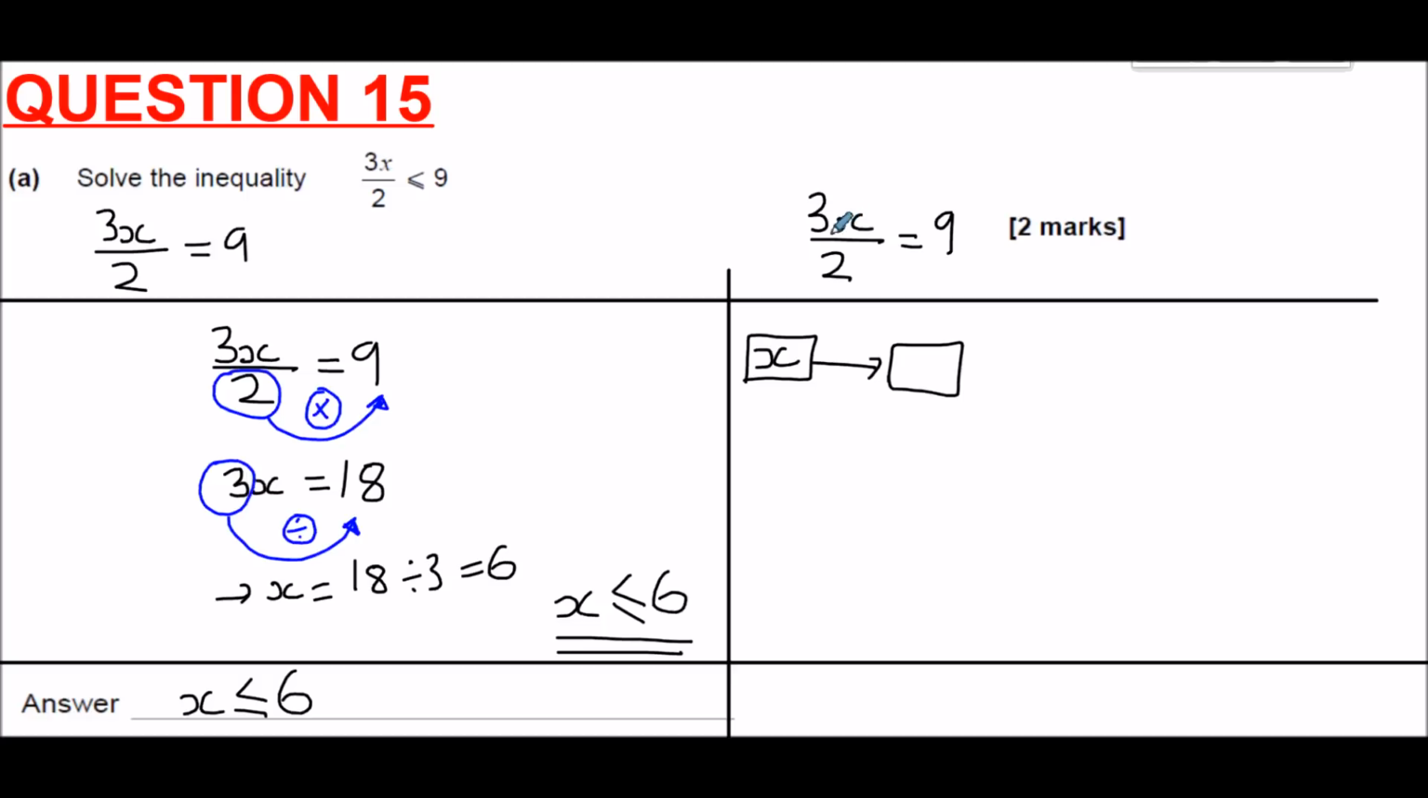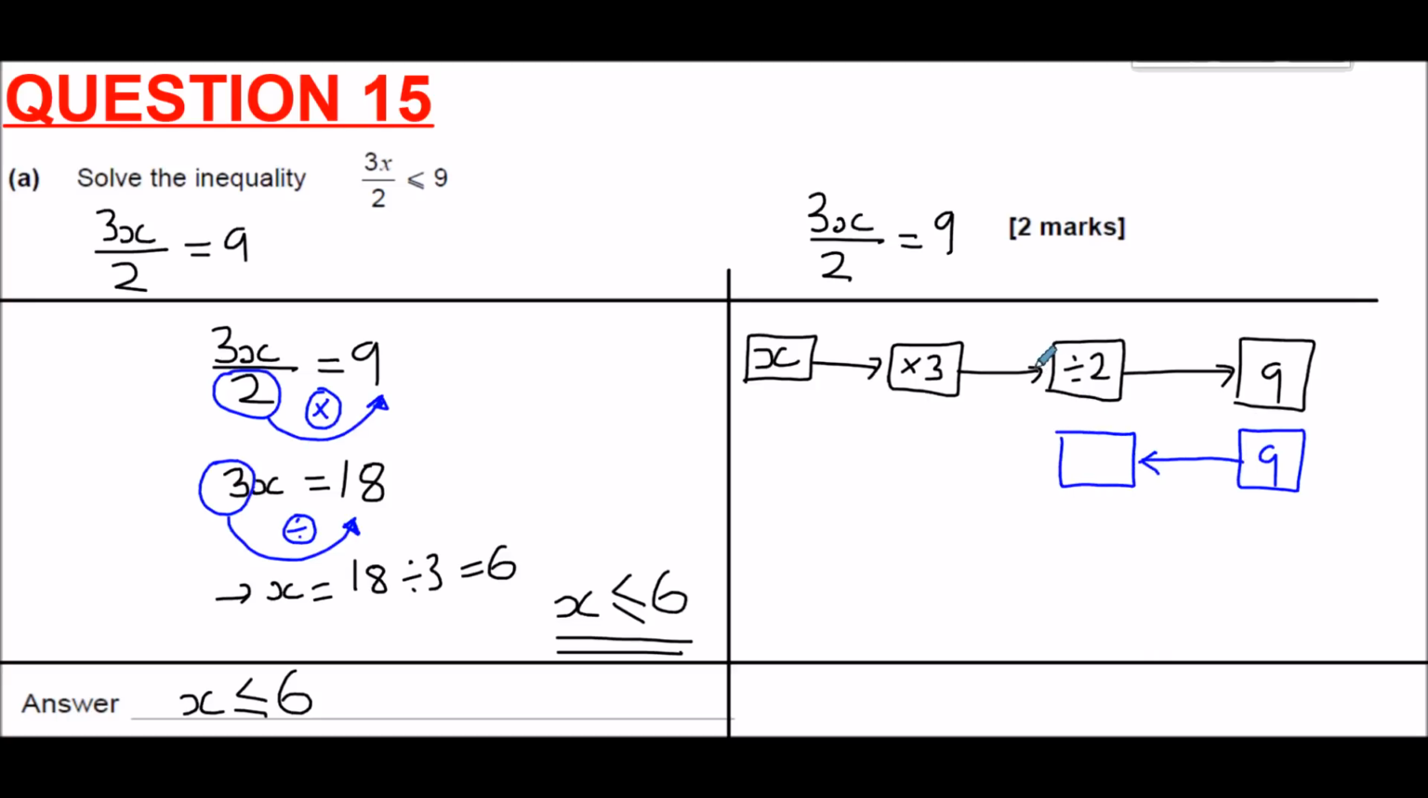The first number it runs into is the 3, which multiplies it. After being multiplied by 3, we're going to divide by 2. And after dividing by 2, we'll have 9. Now what we can do is start at the end, and go the opposite way, doing the opposite things.